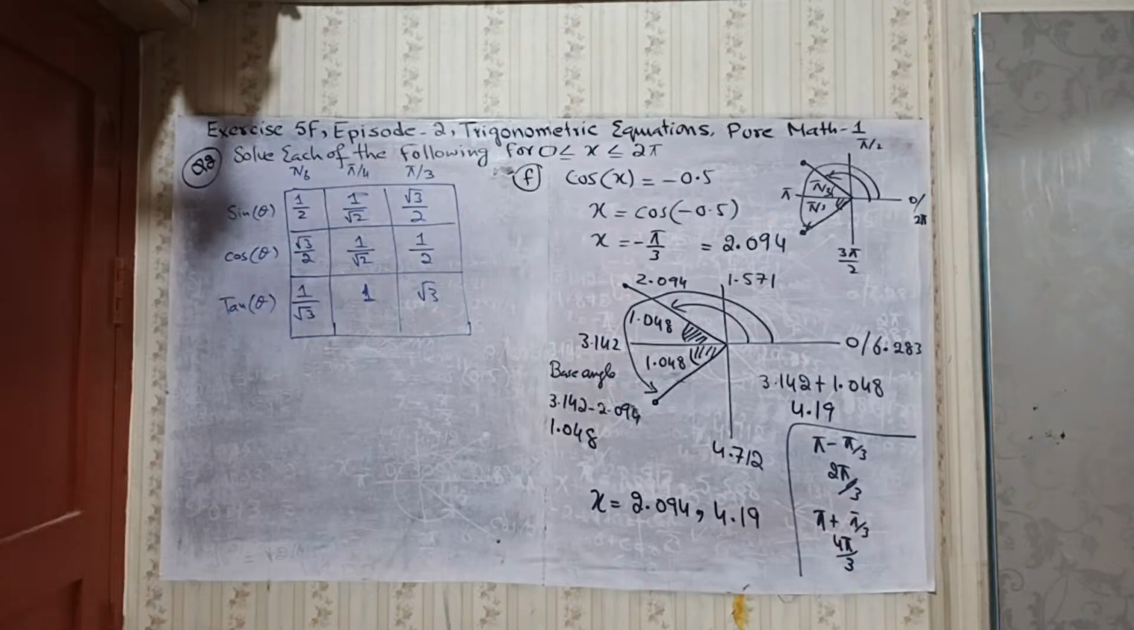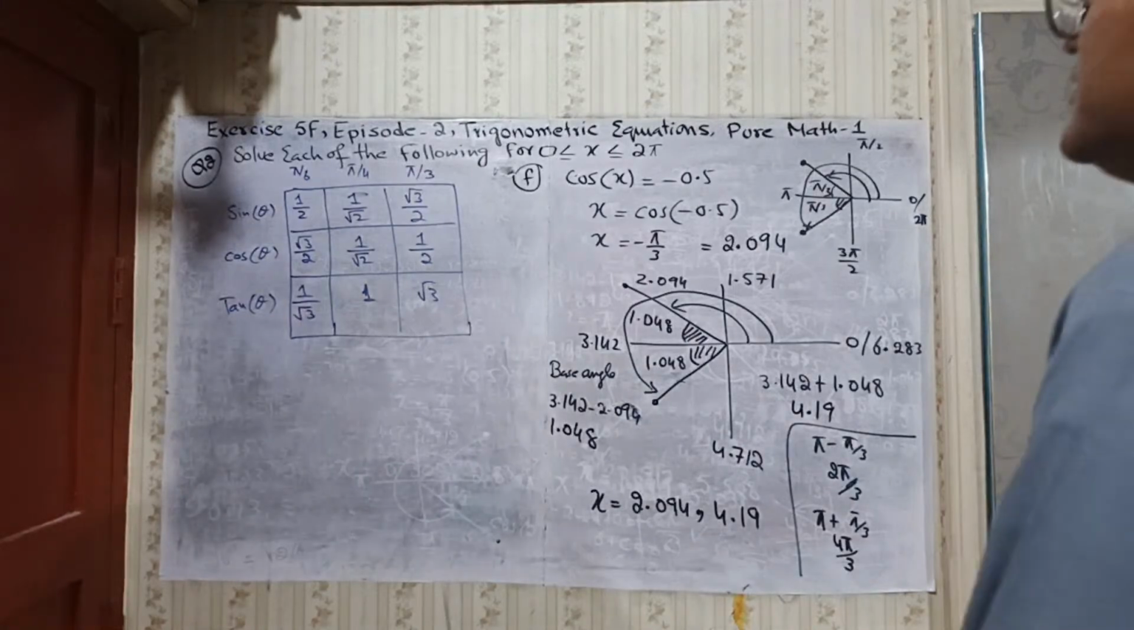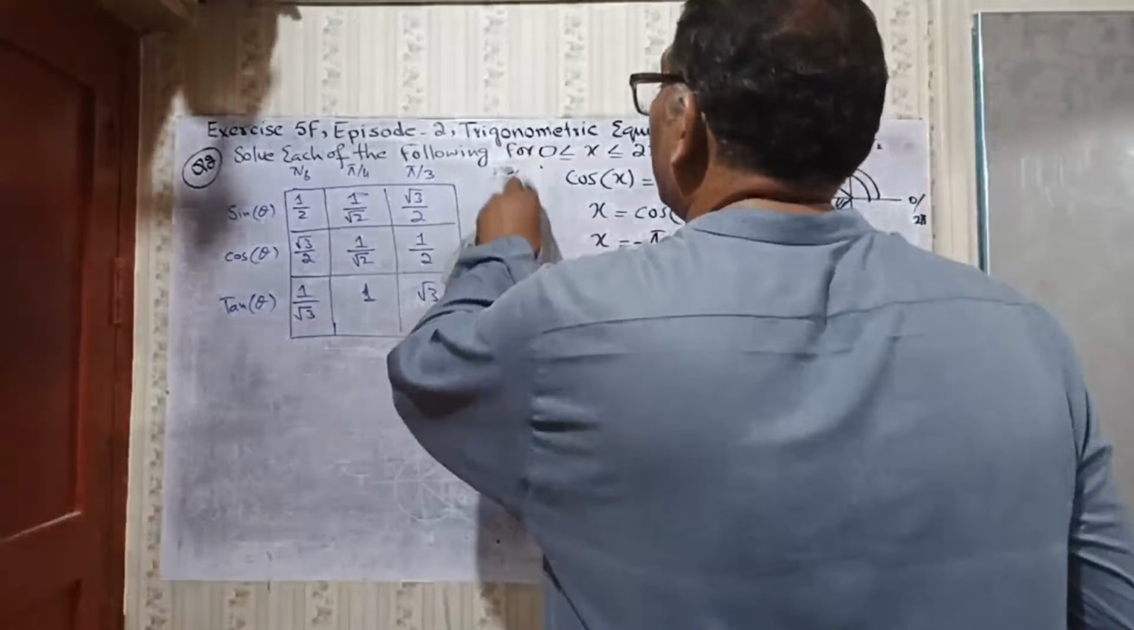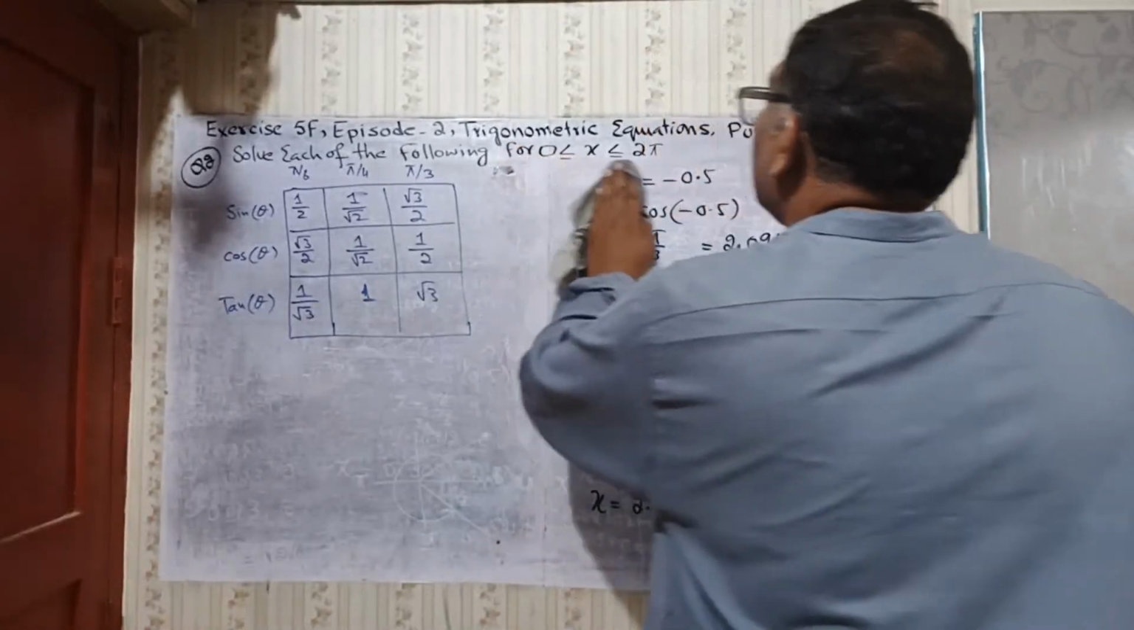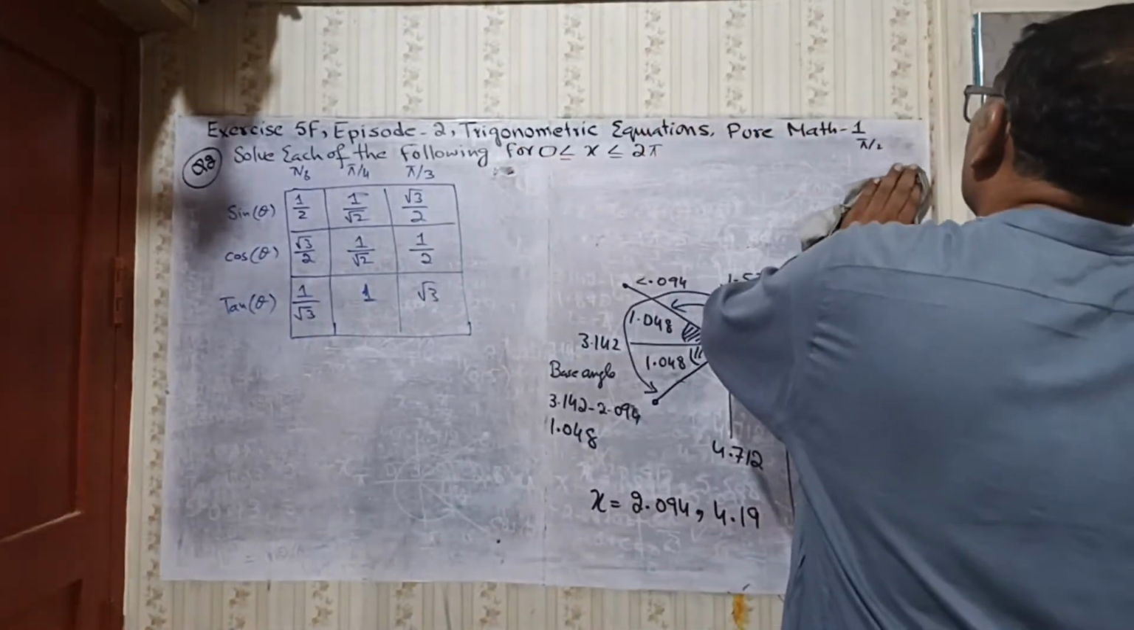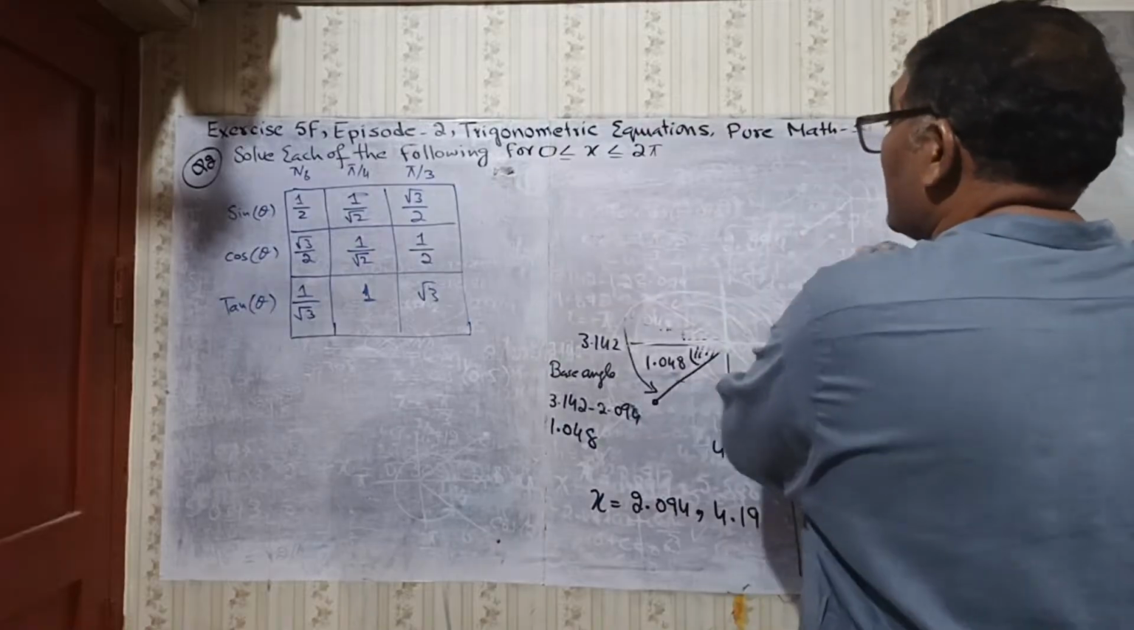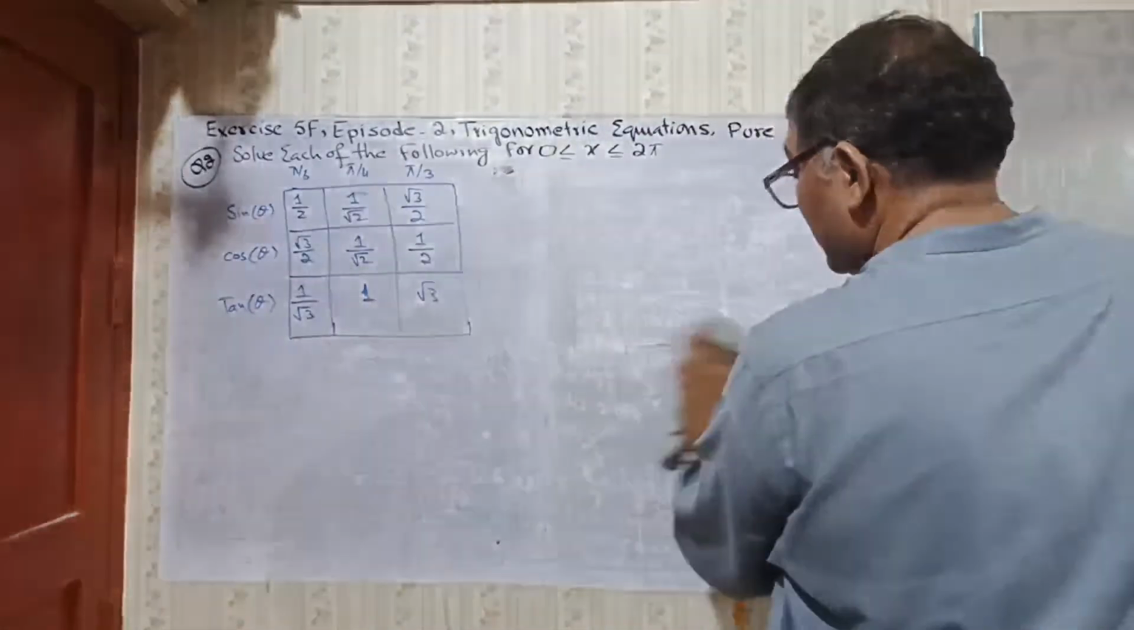Okay, so let's do the next part. Let's do the question number 2. This is the F part. I told you both the ways in which you can work on it. It requires knowledge and concept and practice.